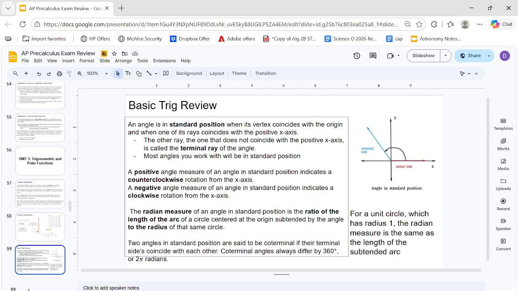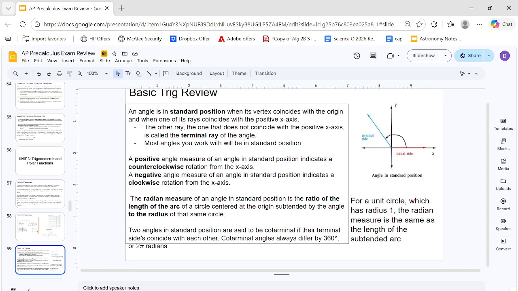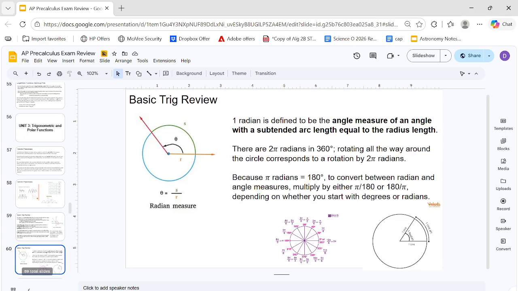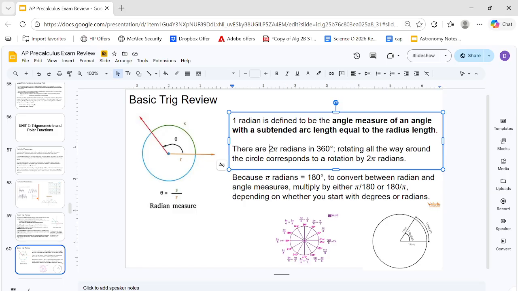Radian measure of an angle in standard position is a ratio of the length of the arc to the radius of that same circle. It's not super important. You probably don't need to calculate that, but anyways. Definition of radian. It's good to know. Basically, 2 pi radians is 360 degrees. So every single circle has 360 degrees, but it also has 2 pi radians. So if you want to convert between radians and degrees, you can multiply by pi over 180 or 180 over pi. If you start from degrees, you multiply by pi over 180. If you start from radians, you multiply by 180 over pi.